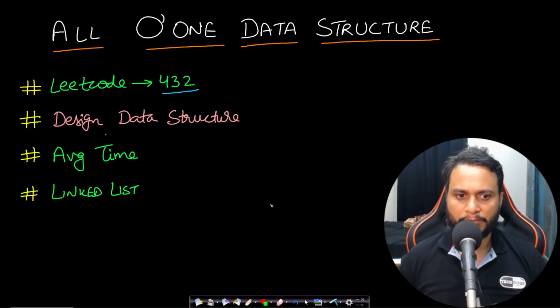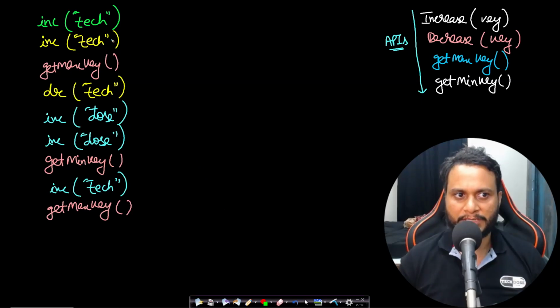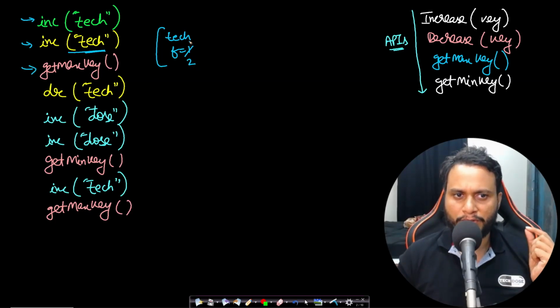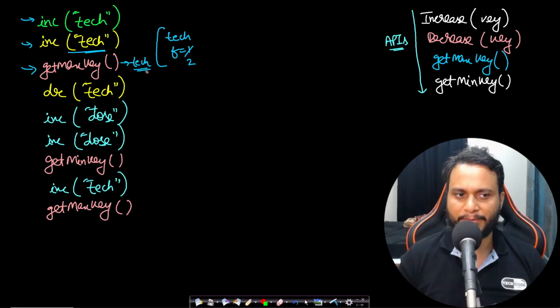Okay. Now let's look at a simple dry run in order to understand our problem. According to the APIs, if I say that the call is coming for increase tech, so initially I do not have anything in our list, and let's say we will be maintaining it in a list. So we will be maintaining the string comma frequency. So when tech is coming, I will write tech as the string and its frequency will be 1. Now when the next item comes in as tech, tech is already present, so I will increase the frequency to 2. Now when get max key is coming, there is only one string and it has frequency 2. So the answer for this should be tech, that tech has the maximum frequency.